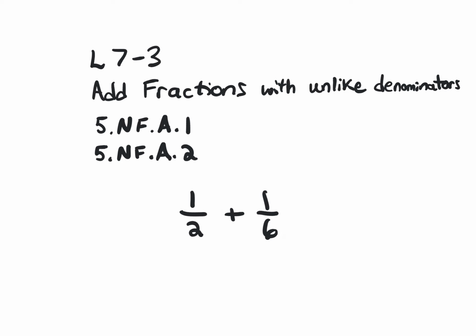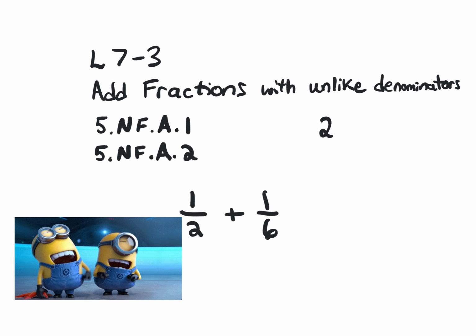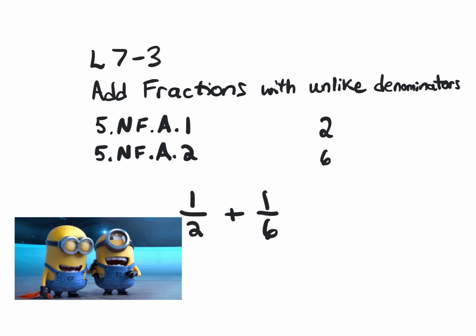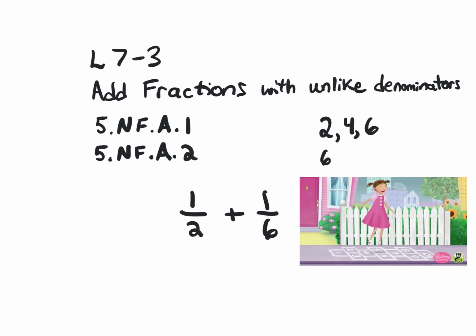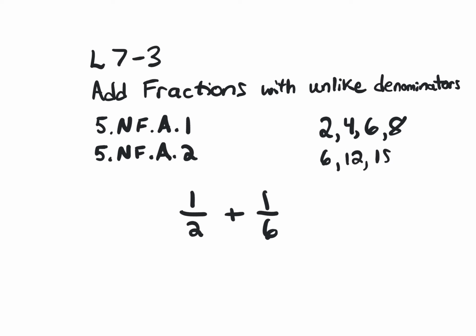So if you remember, we look at the denominators, which are the bottom numbers, and we want to skip count or find the multiples of each of those. So we're taking both denominators, and we're going to skip count 2, 4, 6, 8, and we'll skip count 6, 12, 18. Now, as soon as you realize that there's a match, we want to find the lowest or smallest common match, which is why we call this the LCD, the least common denominator, the least common match. In this case, it's 6.